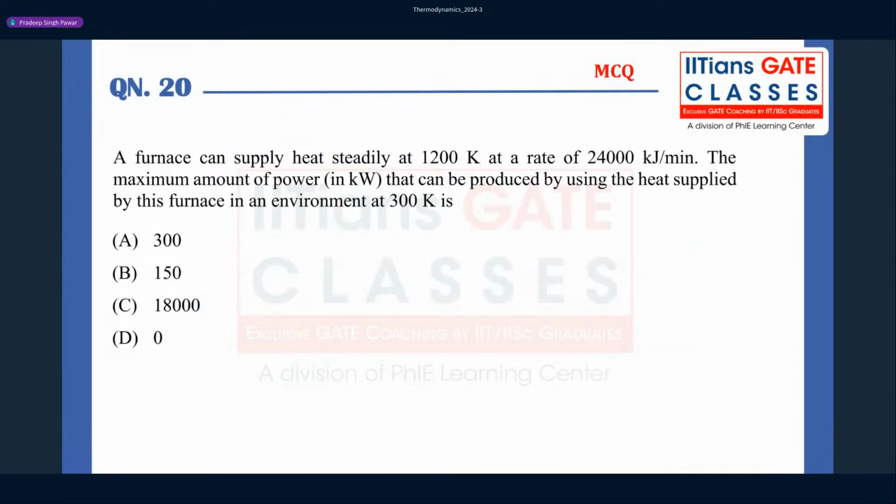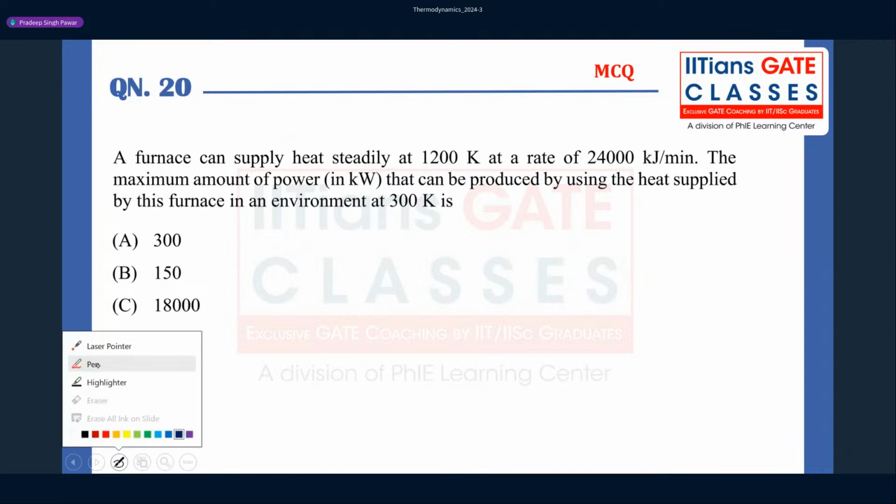So this is the first question. What is mentioned here is that we have a furnace that can supply heat steadily at 1200 Kelvin at a rate of 24,000 kilojoule per minute. The maximum amount of power that can be produced by using heat supplied by this furnace in an environment of 300 Kelvin. So how do we solve this problem?